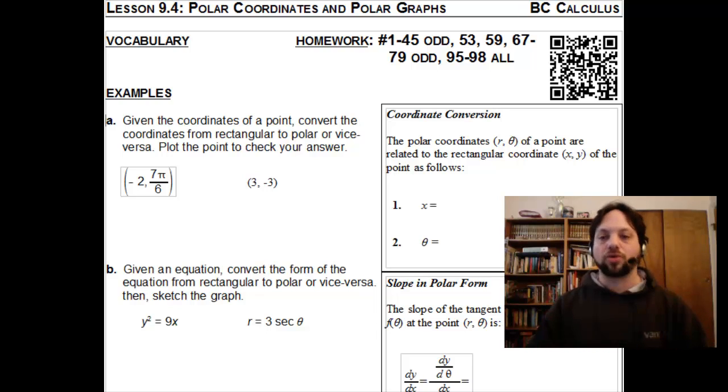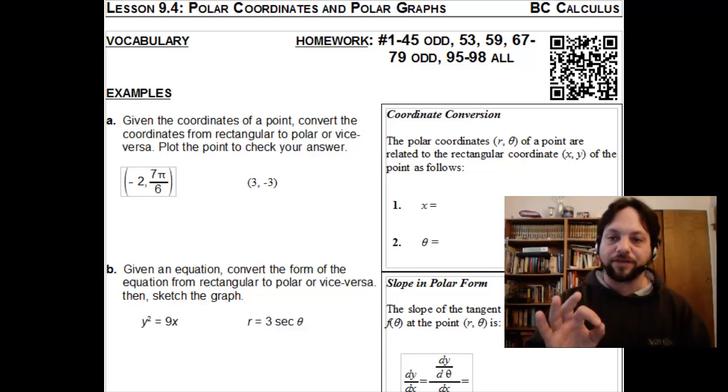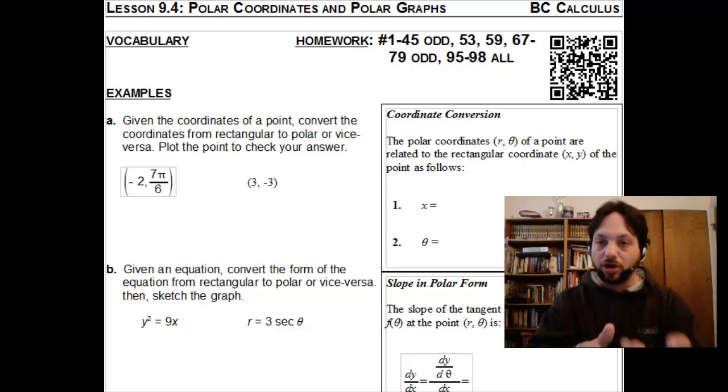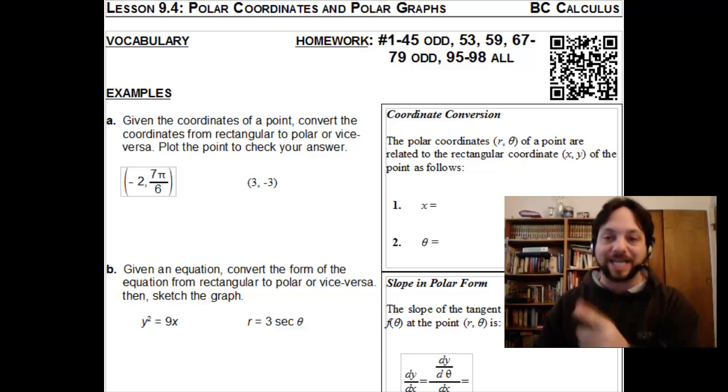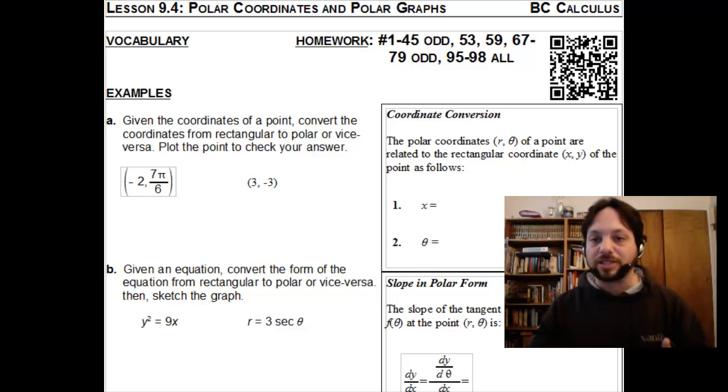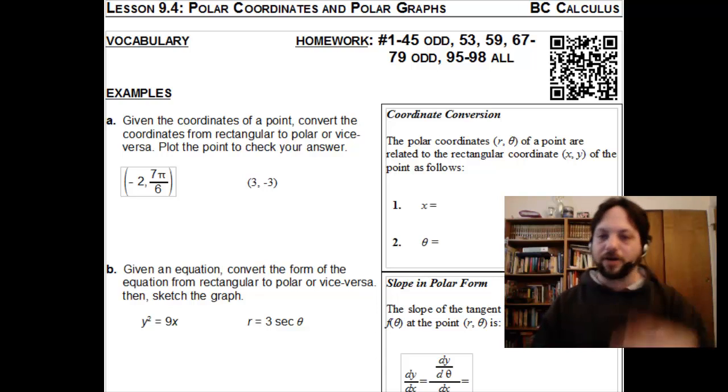Well, the polar coordinate system is different because in the polar system, all points are derived from looking at the distance of the point from the center, which we're going to call the pole, and then looking at what angle we have to go from the pole to get to that point. So think about this. In the rectangular system, we need x and y. We need to know how far sideways, how far up and down.